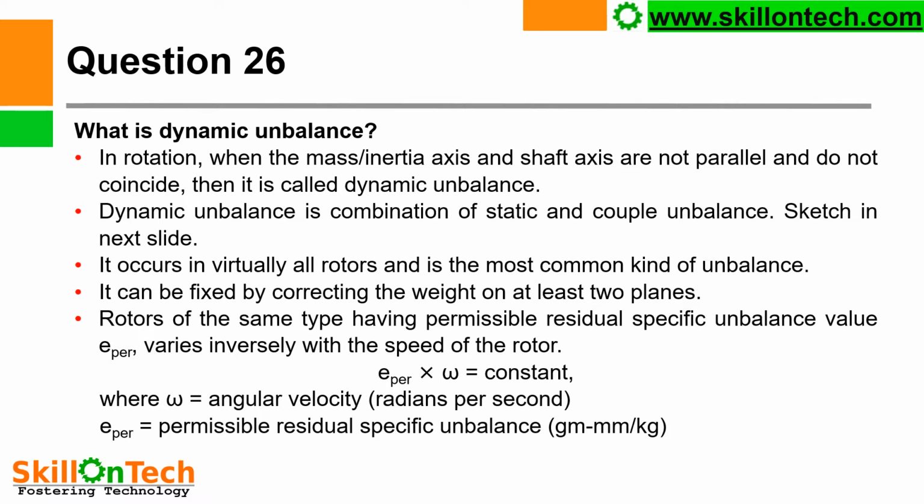It occurs in virtually all rotors and is the most common kind of unbalance, which occurs in pump impellers and rotors. It can be fixed by correcting the weight on at least two planes. Rotors of the same type having permissible residual specific unbalance value EPR vary inversely with the speed of the rotor. EPR into omega equal to constant, where omega equal to angular velocity in radian per second, EPR equal to permissible residual specific unbalance in gram mm per kg.